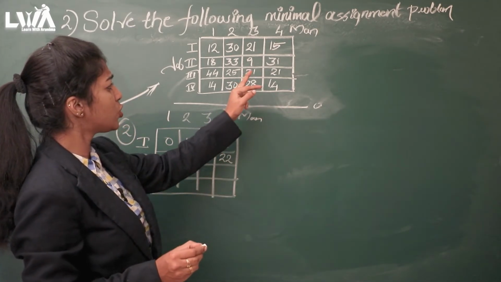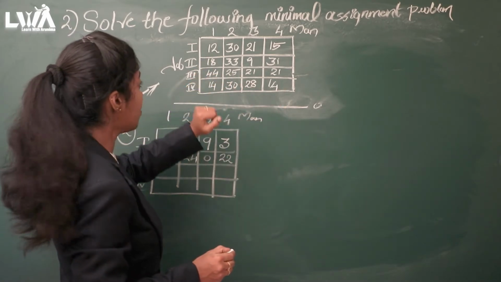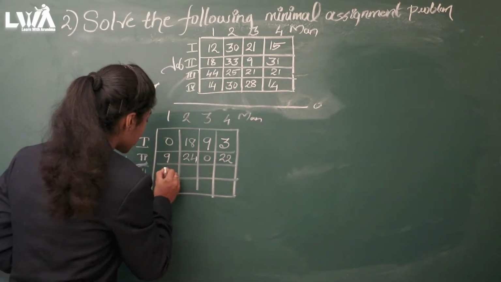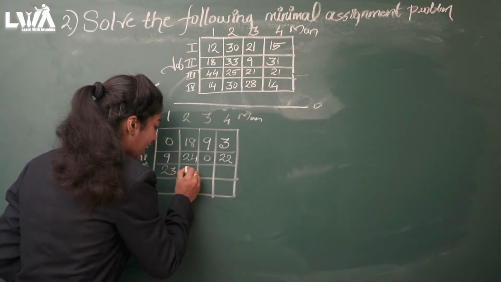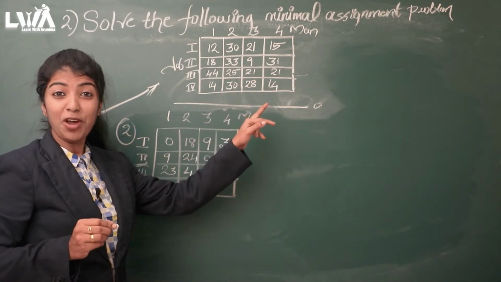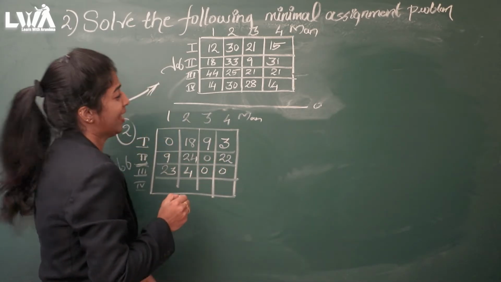In the third row, 21, 21. Both are the smallest, right? So 14 minus 21, it's 23. 25 minus 21, it's 4. 21 minus 21, 0. Again, 21 minus 21, 0.